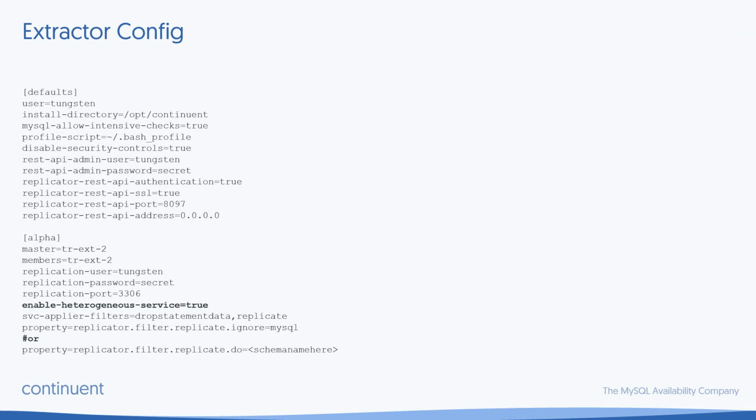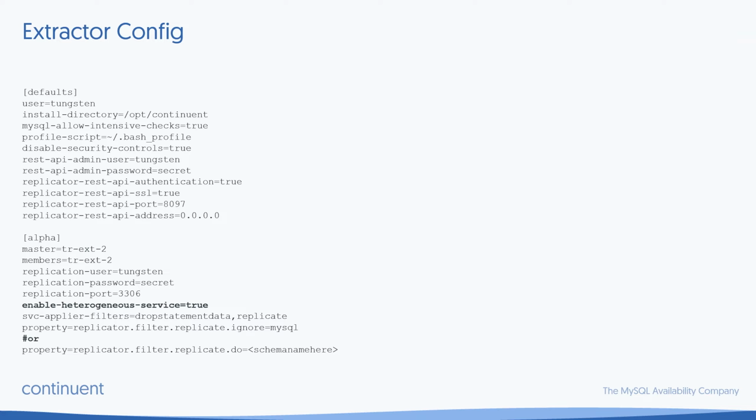Configuration files, so a typical extractor configuration file. The only addition to a regular MySQL extraction replicator would be the enable heterogeneous service equals true property. This tells the extractor that you're writing into a non-MySQL target, so it will make sure that the THL it generates is correct and accurate for that. You will also need to enable the drop statement data filter and the replicate filter. Drop statement data drops the DDL. We can't replicate DDL, so we need to drop that from THL. And then the replicate filter will enable you to select what schemas, tables, objects, etc. that you want to replicate.